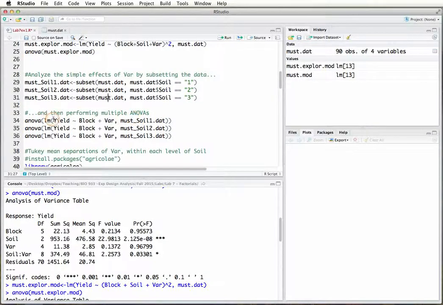So I can run an ANOVA on all the experimental units in soil 1, and the way I do that is I have a very reduced model now. Soil no longer appears in my model. I'm only dealing with 30 experimental units now. Originally I had 90 experimental units, but only 30 of them received soil 1. But because all of those 30 experimental units are homogeneous in terms of soil, soil is no longer a distinguishing factor in my study.